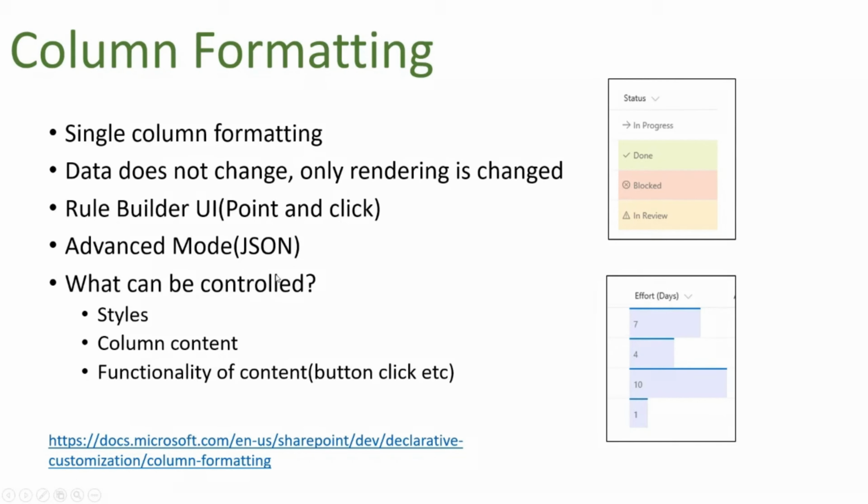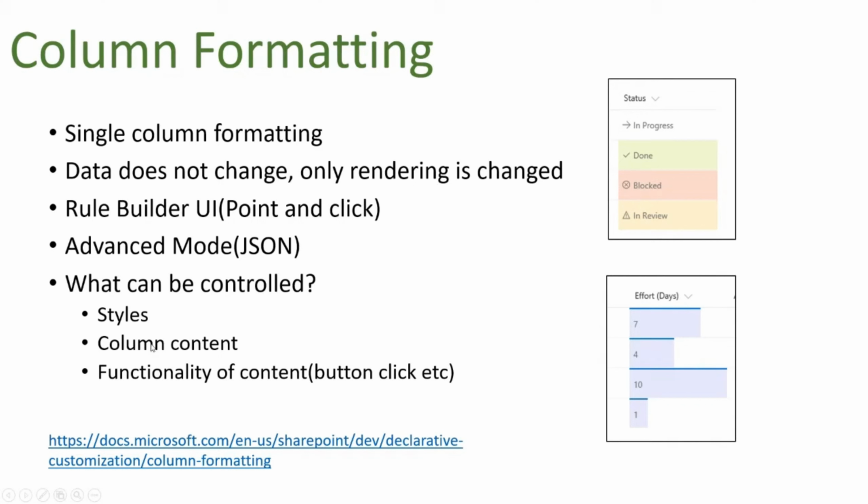Now, what we can control using column formatting, we can control the styles. Okay, like you can change the font size, or say you can change the background, you can apply borders, or maybe you can add the icons. This kind of things can be done.